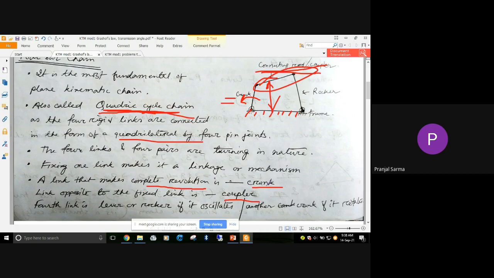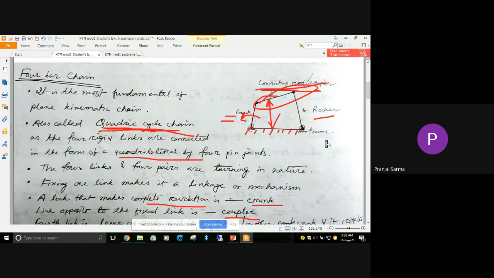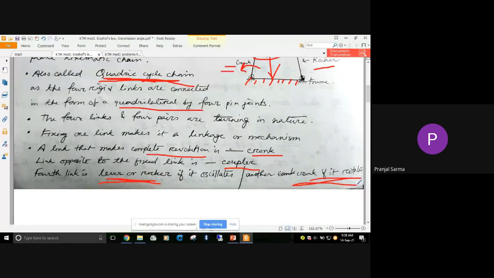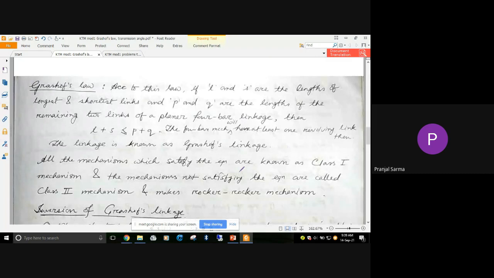Depending on what kind of movement we have on the fourth link, we call it a lever or a rocker if it is going to oscillate. Or depending on the structure of that particular mechanism, if the fourth link can also make a complete revolution, then once again we can call it a crank. So if it makes complete rotation, then crank. If it is just oscillating, we call it a rocker. Any confusion up to this? I hope it's clear.